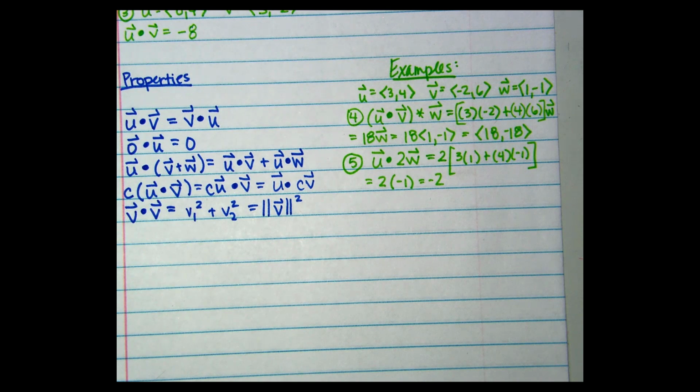So sometimes when I do these, the result is a vector. Sometimes when I do these, the result is a scalar. It just depends on that particular problem. What's going on with that?